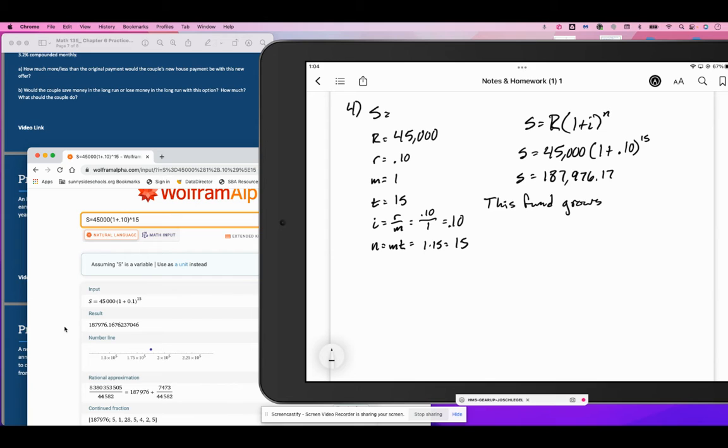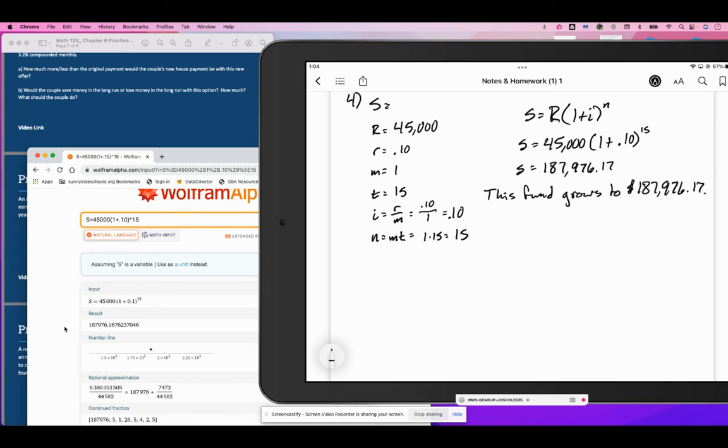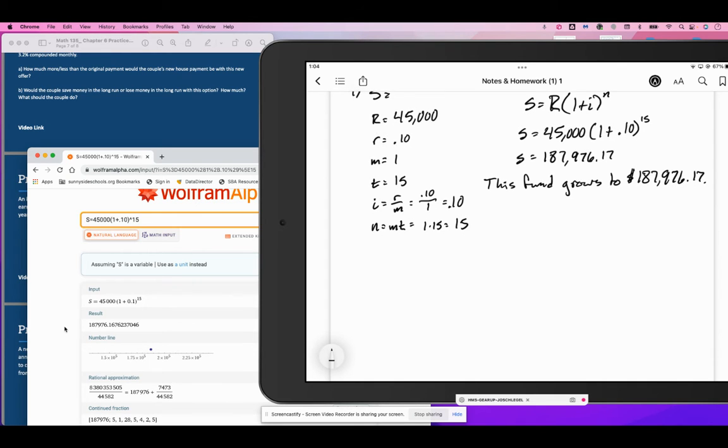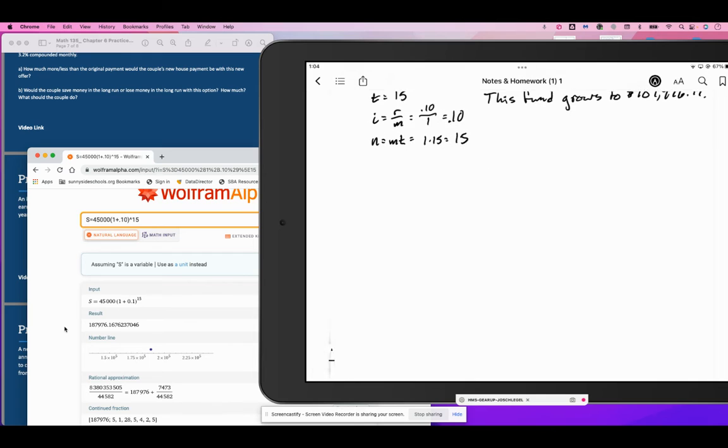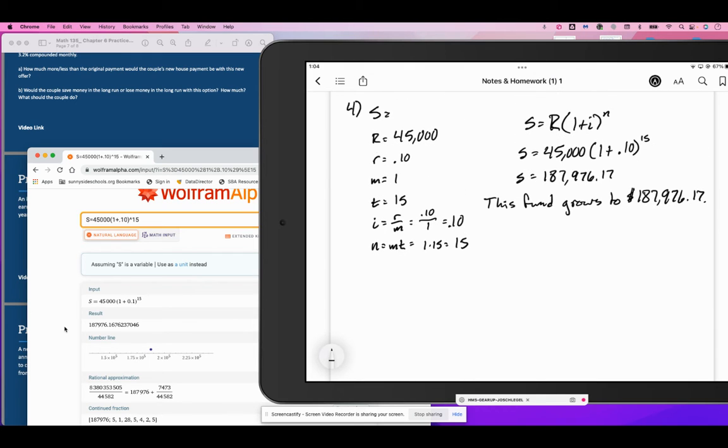So this investment, or this fund, grows to 187,976.17. That's a huge increase. That's like 4 times. About 4 times in just 15 years. That is pretty awesome. So the next one, interest rate is lower, but it compounds more frequently.